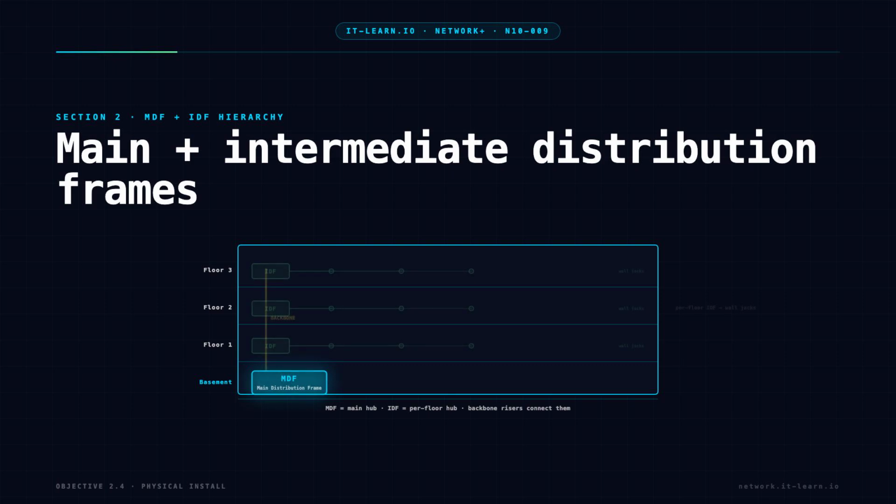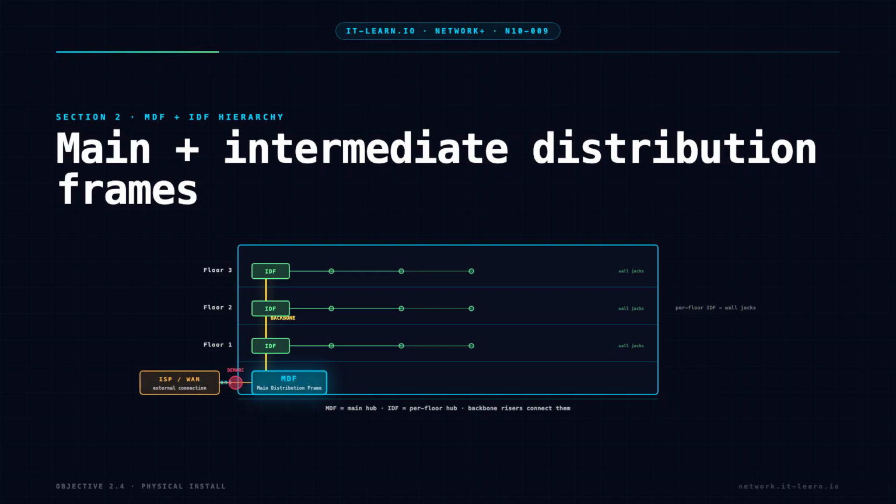The Intermediate Distribution Frame, or IDF, is a secondary wiring hub that extends connectivity from the MDF to different areas of the building, such as individual floors or wings. IDFs contain patch panels and access layer switches that connect to end-user devices. The connection between the MDF and IDFs is called the backbone or vertical cabling.